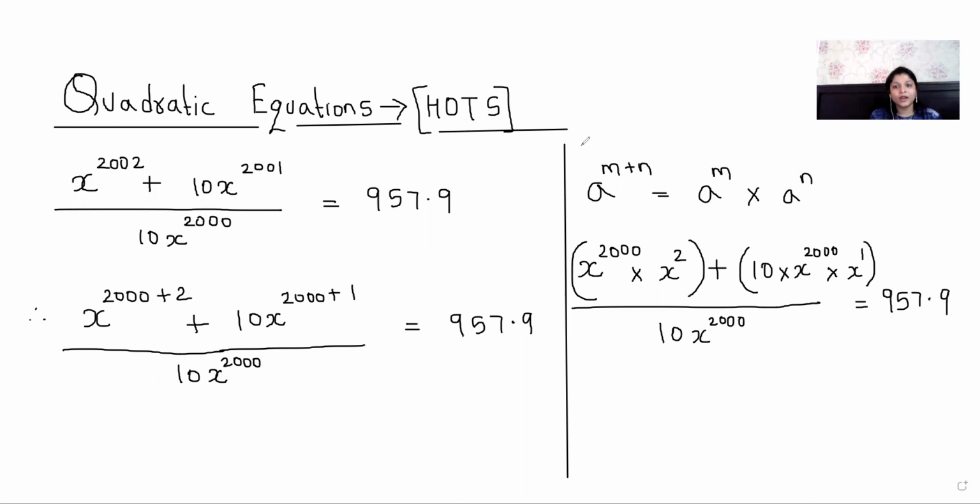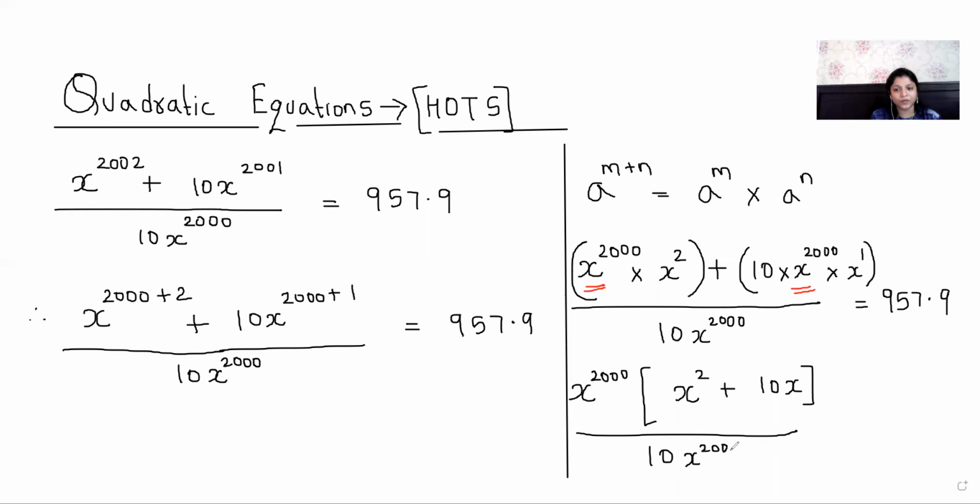Which is equal to 957.9. Now you can see that from the numerator, we can take out x to the power 2000 common from both the terms. So x to the power 2000 will come out. What remains inside is x squared plus 10x. x raised to 1 is nothing but x. The whole divided by 10x to the power 2000, which is equal to 957.9. Let us reduce now. x raised to 2000 and x raised to 2000 cancel.